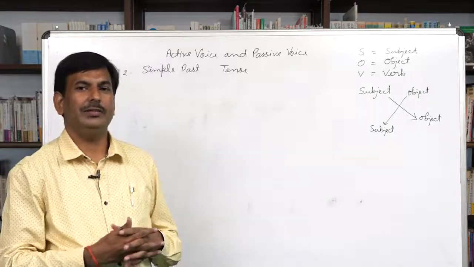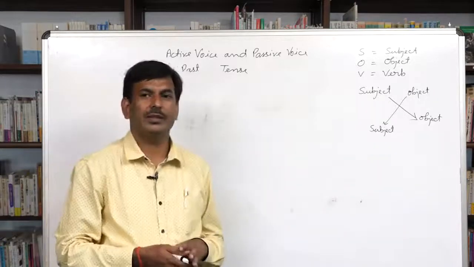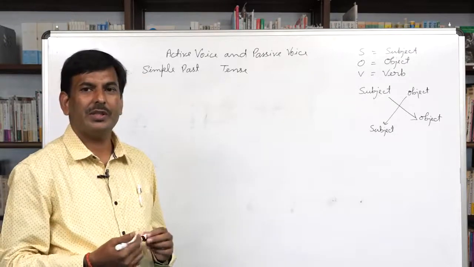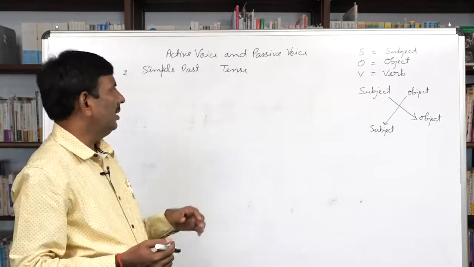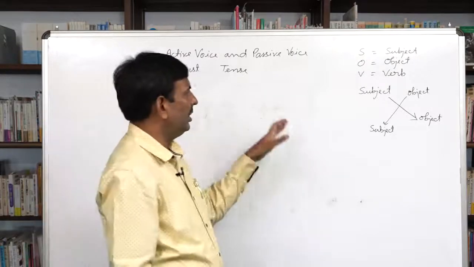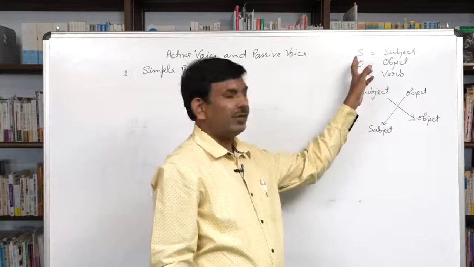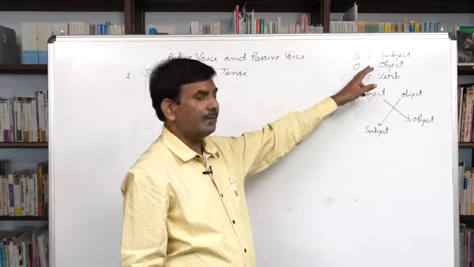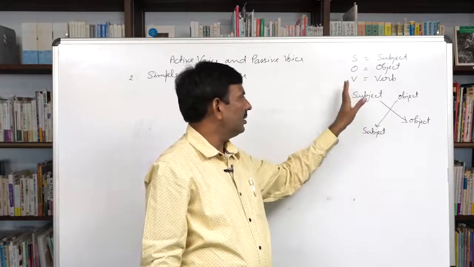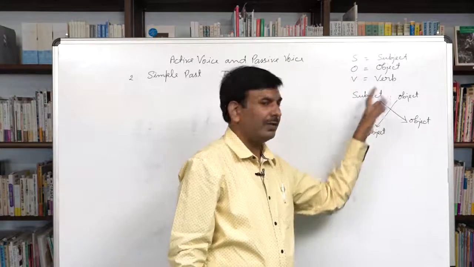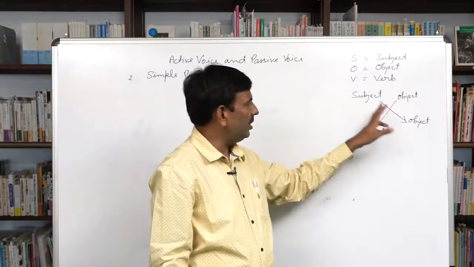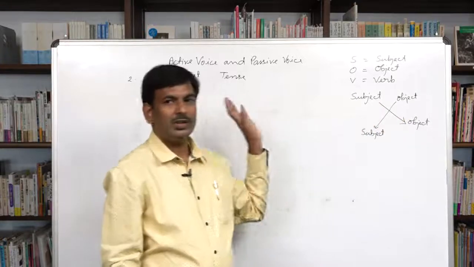Let us deal with the rules of passive voice, and today we are going to study simple past tense of passive voice. As you know, there are some common things that apply over here also. S stands for subject, O stands for object, V for verb, and this process will happen in all 8 kinds of tenses in passive voice: subject into object and object into subject.